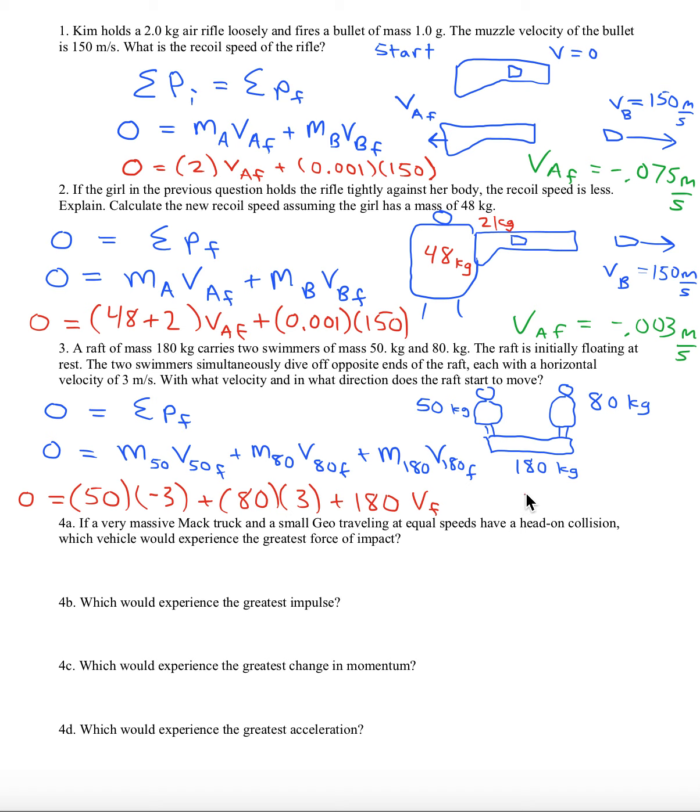It's a final velocity for the raft of negative 0.5 meters per second. So the push of the 80 kilogram person actually wins out compared to the push of the 50 kilogram person.